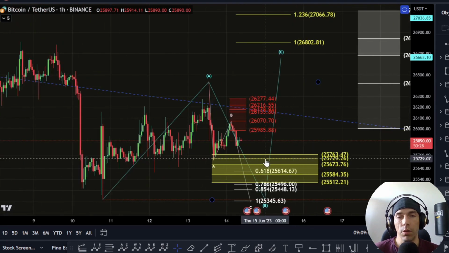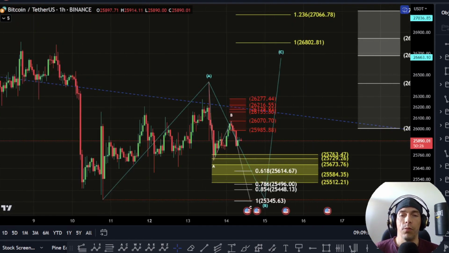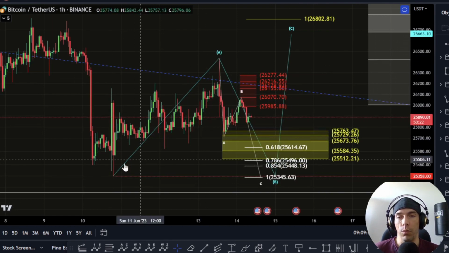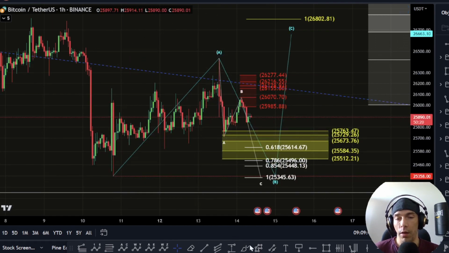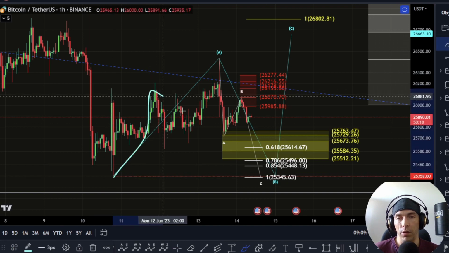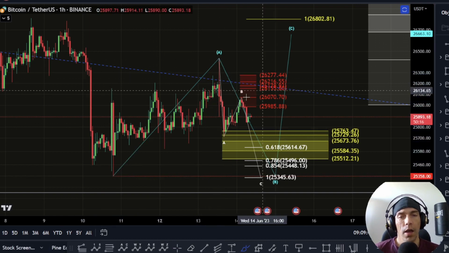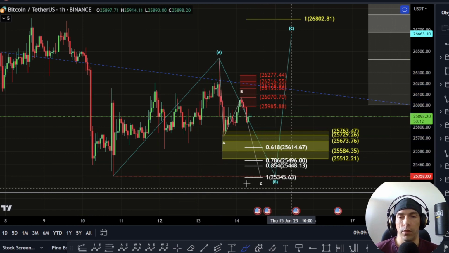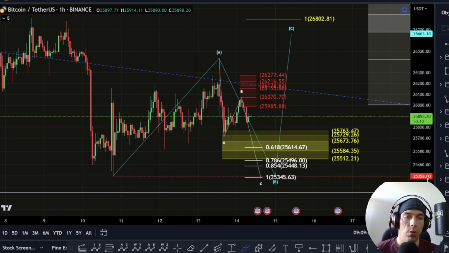Now, alternatively, what we could also argue here is that if we are still in that B wave, we could actually see this move still play out in a bigger corrective move here, where the whole move here is A. So what we'd be arguing here is that this would be W, X, and then this would be Y. And then from here, we have this as an A, this is a B, and then looking for this as a C wave.